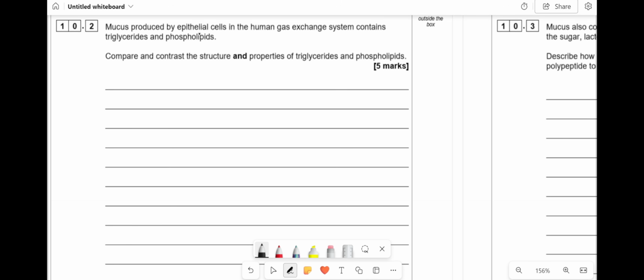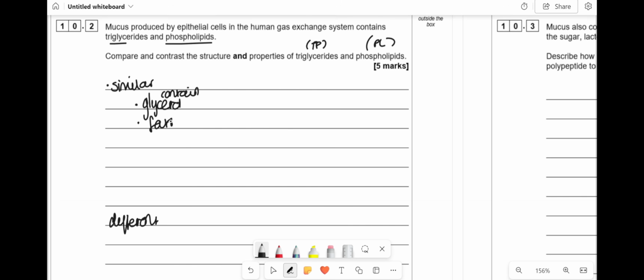So here it says, mucus produced by epithelial cells in the human gas exchange system contains triglycerides and phospholipids. Compare and contrast the structures of triglycerides versus phospholipids. I'm going to just do TG for this and then PL. What that means is compare them and say what's similar and what's different. So the similarities are that both have glycerol. They both have fatty acids, which can be saturated or unsaturated.